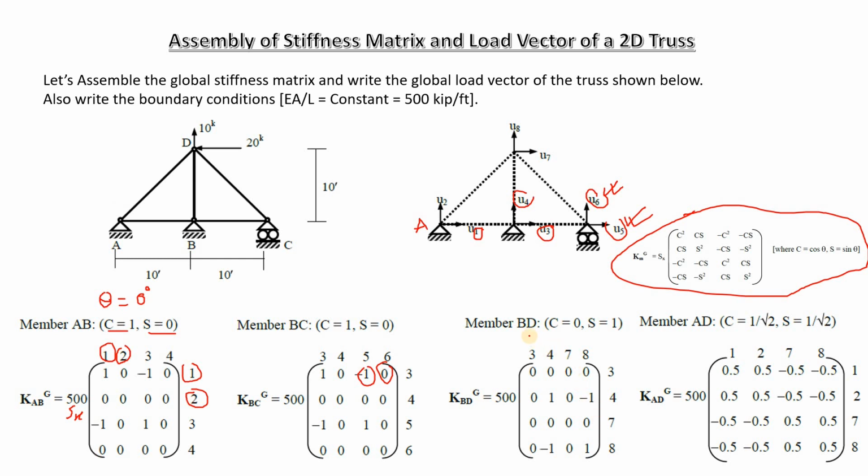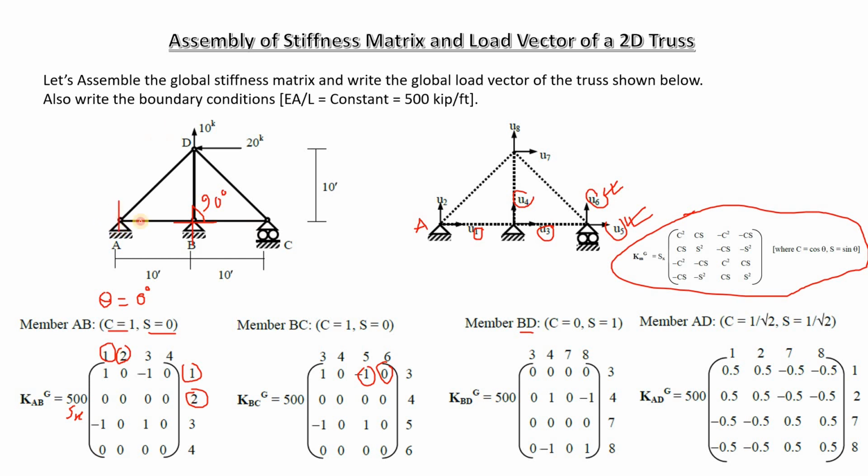Right after that, let's look at member BD. If we do a bearing angle here, BD has an angle of 90 degrees. At 90 degrees, cos theta is 0 and sin theta is 1. So this is what we are getting. This is 3, 4, and 7, 8 because here is 3, here's 4, here's 7, here's 8. So we have 3, 4, 7, 8. That's done for BD.